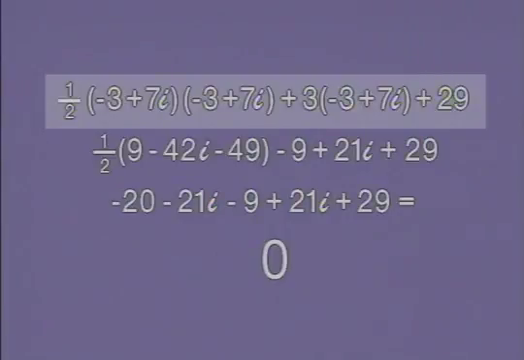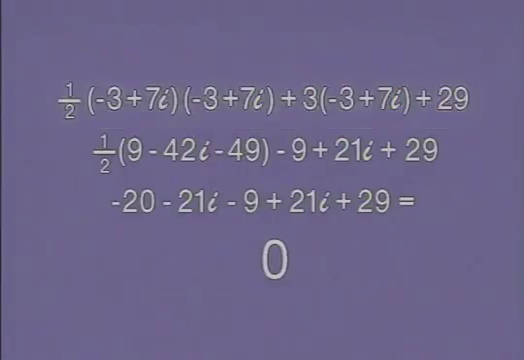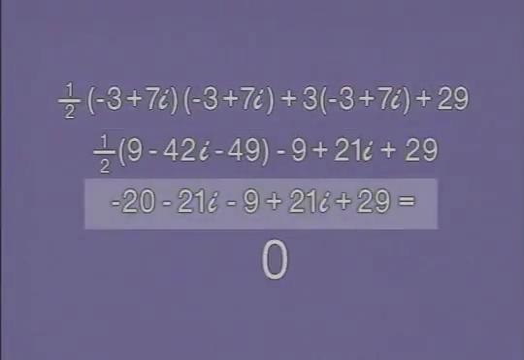Because all I've done is taken the original equation, 1/2 x squared plus 3x plus 29 equals 0, and replaced the x with negative 3 plus 7i. Where x was squared, you'll notice on the first line I have negative 3 plus 7i times itself. I multiply, I combine like terms, and on the third line, which is highlighted, I get negative 20 minus 21i minus 9 plus 21i plus 29.